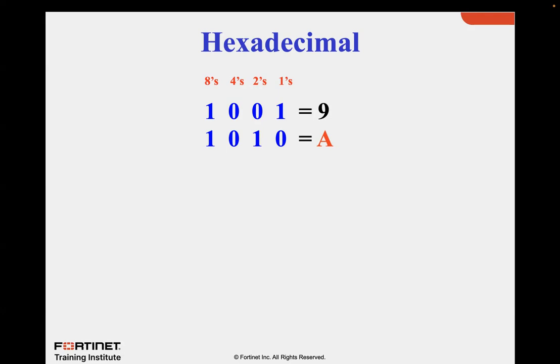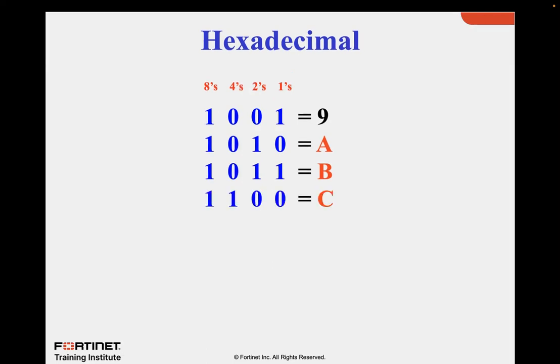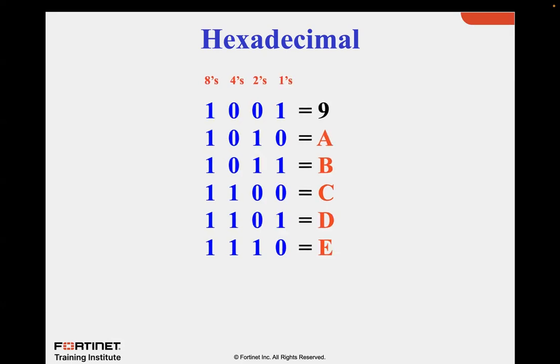So for the value of 11, we'll represent a B. 12, well, that's a 4 in the 4's column and a 1 in the 8's column. 12 would be the letter C. 13 is a 1 in the 1's column, 1 in the 4's column, 1 in the 8's column: D. 14 will be an 8, a 4, and a 2, the letter E, and then all ones, an 8, a 4, a 2, and a 1, will be the letter F.